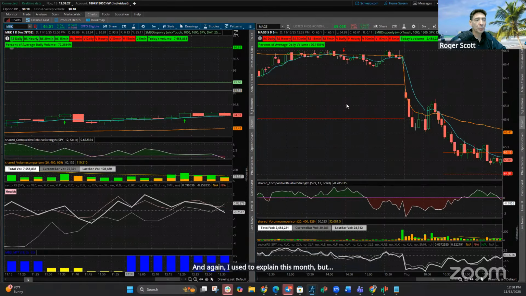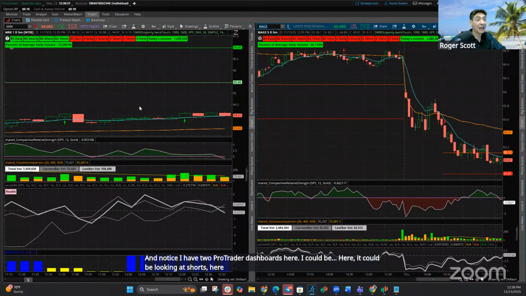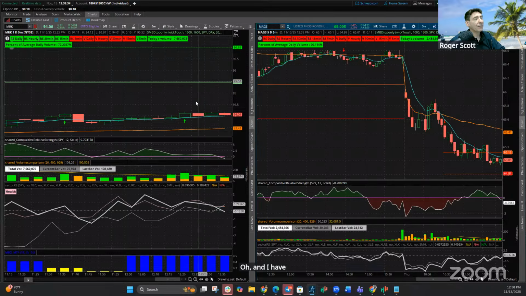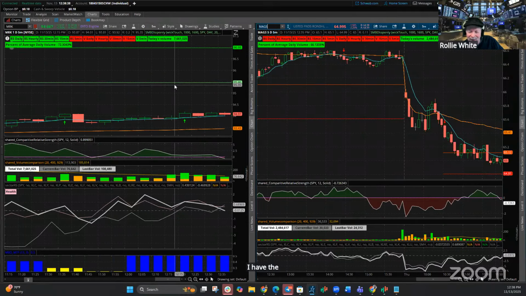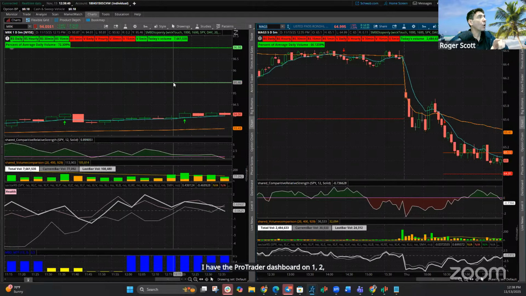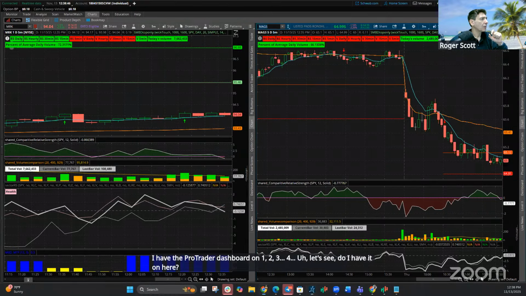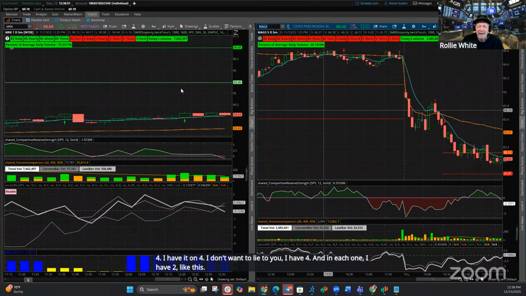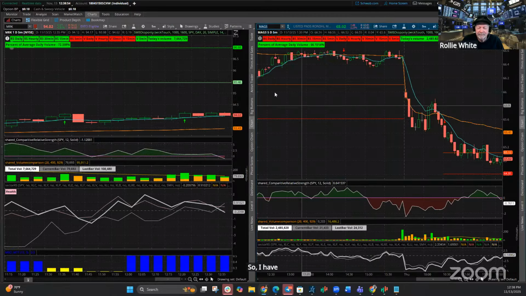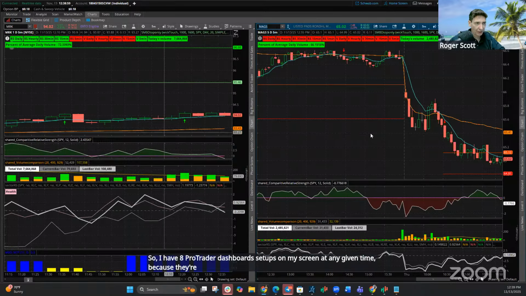And notice I have two Pro Trader dashboards here. I could be looking at shorts here, and longs here. Raleigh, I have 9 monitors, right? I have the Pro Trader dashboard on 4. I don't want to lie to you. I have 4, and on each one I have 2 like this. So I have 8 Pro Trader dashboard setups on my screen at any given time, because there are 2 on each one.